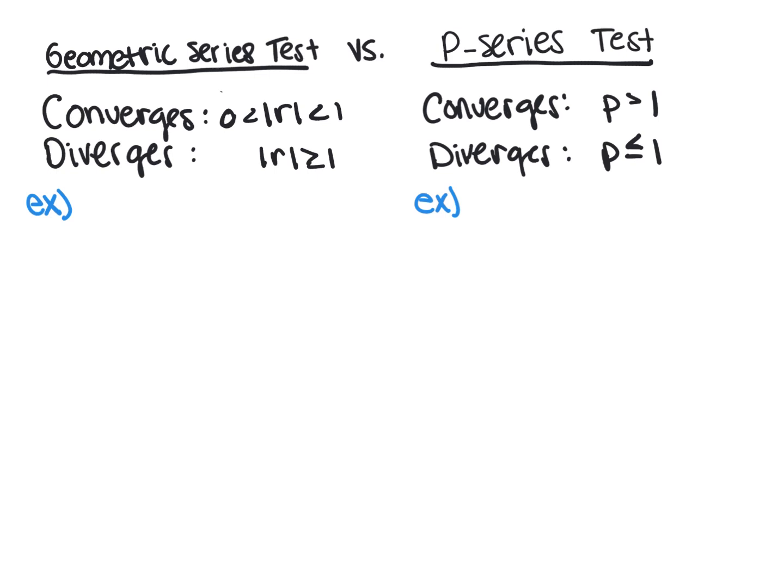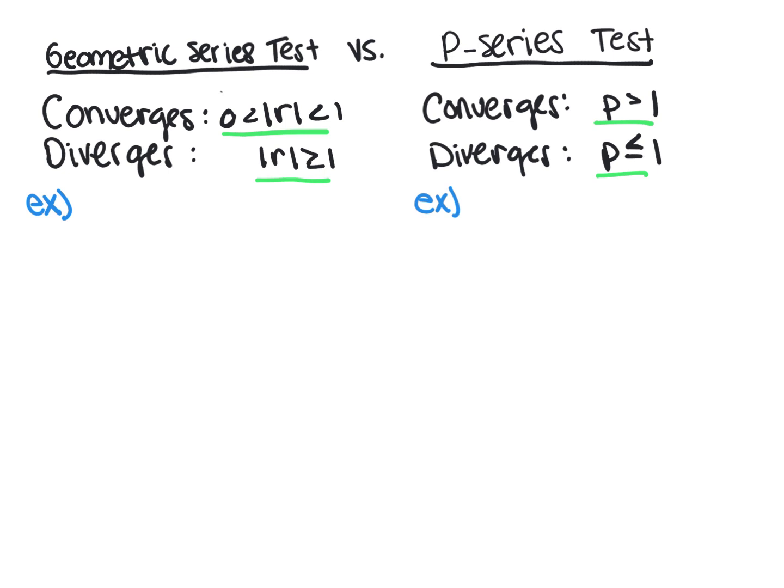Okay, so the geometric series test and the p-series test are very similar in the sense that their conclusions about r and p are opposites of each other. The geometric series test converges when the absolute value of r is between 0 and 1, and diverges when the absolute value of r is greater than or equal to 1. The p-series converges when p is greater than 1 and diverges when p is less than or equal to 1. Note that they both diverge when the value equals 1.